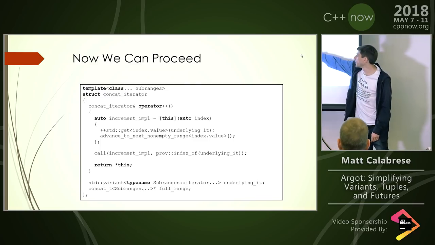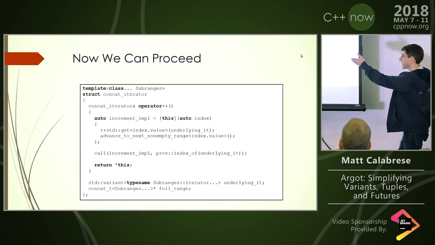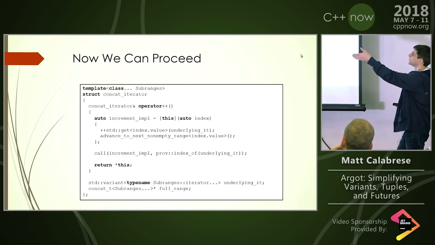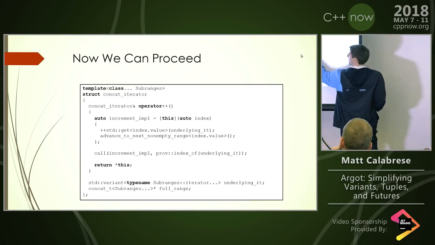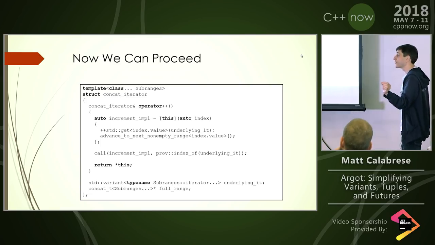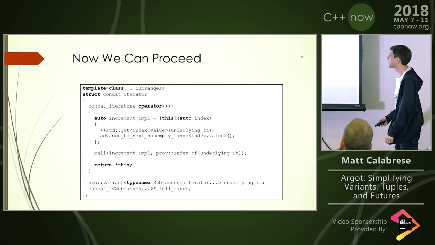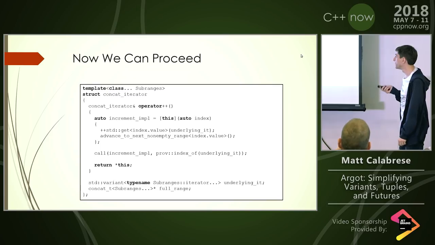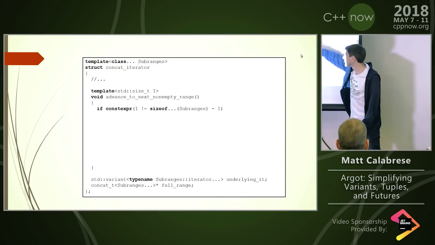I couldn't fit it all in one line, so I pushed it off into another function. Let's see what we do. If you remember, the next thing we have to do is, if we got to the end of one of the ranges, we have to change it to be the beginning of the next range. It's actually a little bit more subtle than that, because if the next range is an empty range, we actually have to go to the next range after that. So this is going to be a little bit more complicated, but still pretty simple. So here's what the implementation of that function looks like.